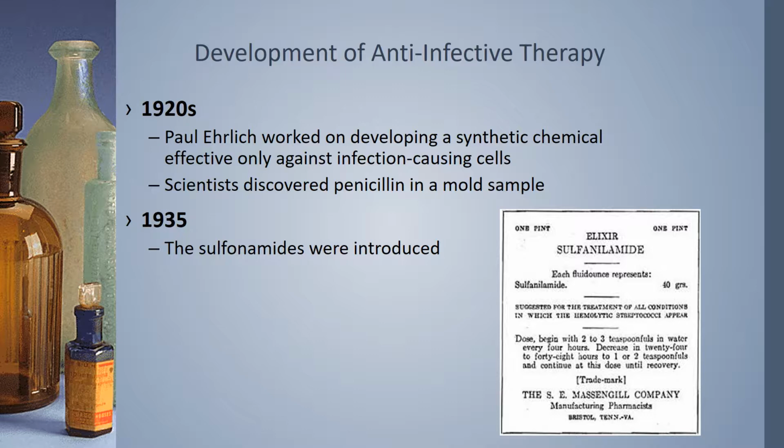The development of anti-infective therapy really began in the 1920s with Paul Ehrlich, who started developing synthetic chemicals that were effective against infection-causing cells. We also saw the discovery of penicillin from a mold sample. In 1935, the sulfonamides were introduced, and you can see from the picture here, actually, this is from a pharmaceutical company that was based here in Bristol, Tennessee, and Virginia.